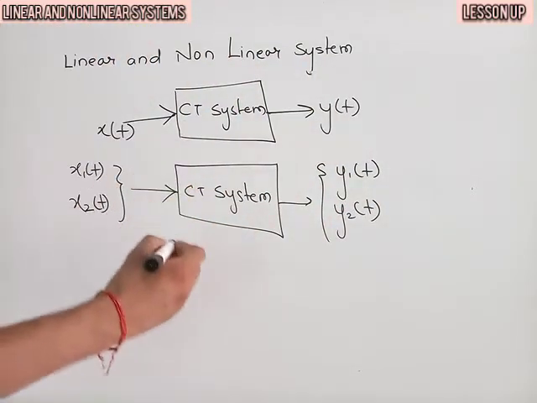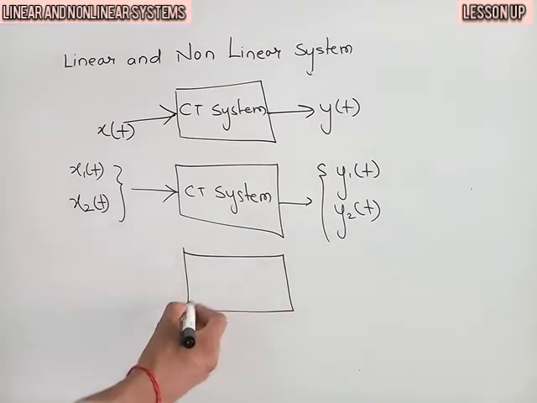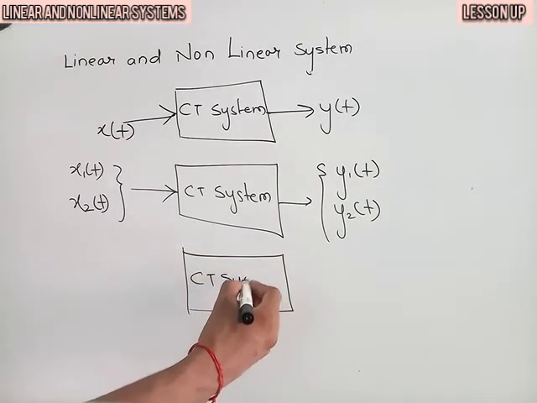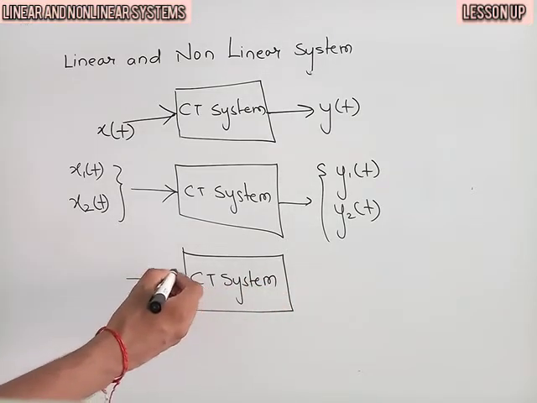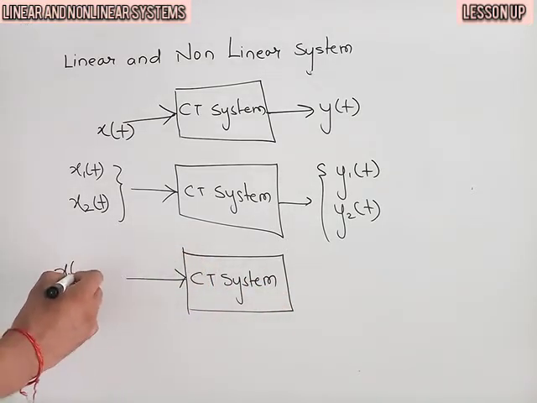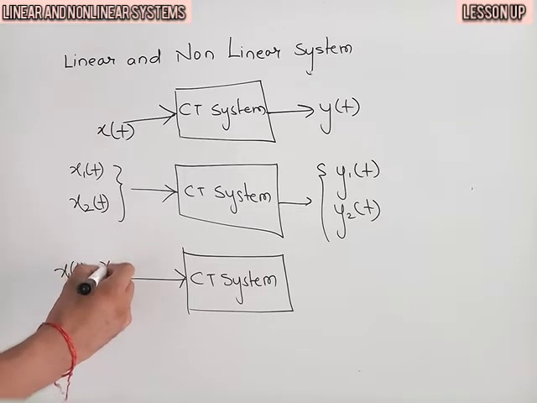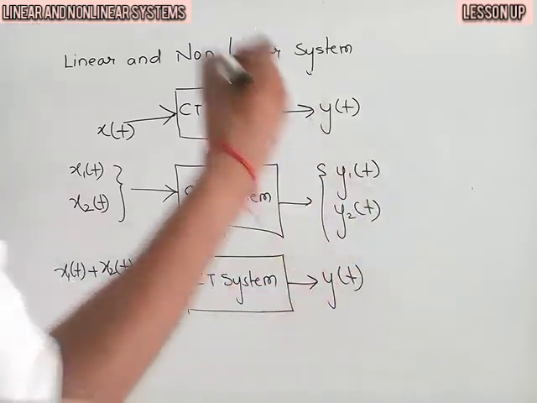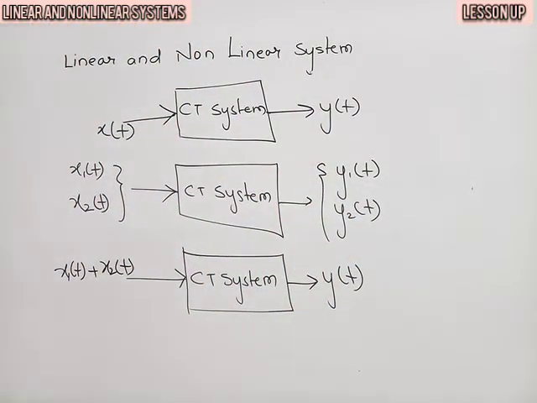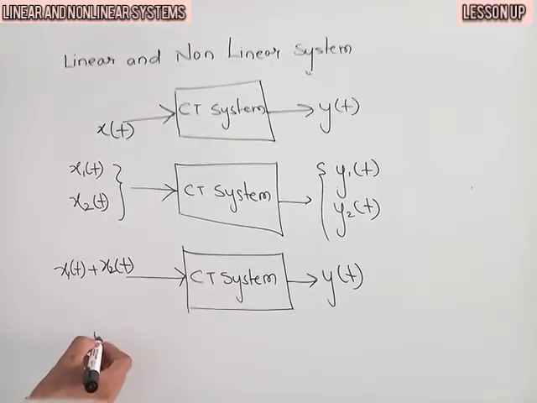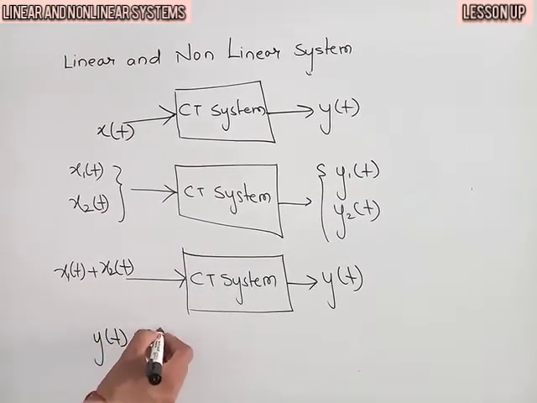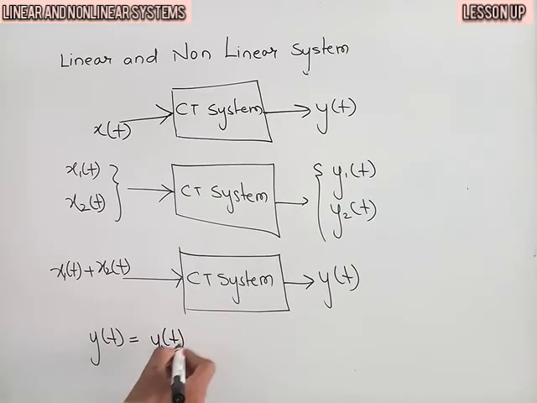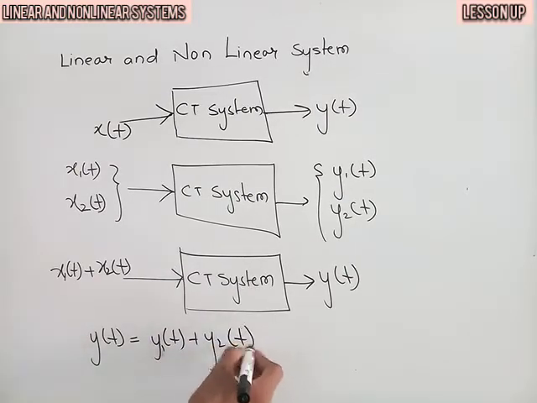And in the same system, if we give the summation of both the inputs, that is x1 of t plus x2 of t, you will get y of t. So, the condition for the system to be linear is y of t should be equal to y1 of t plus y2 of t. Okay. So, it should obey superposition rule.